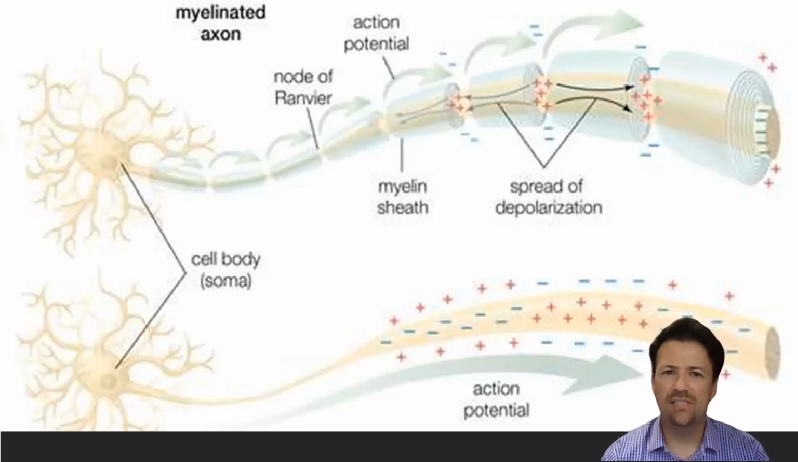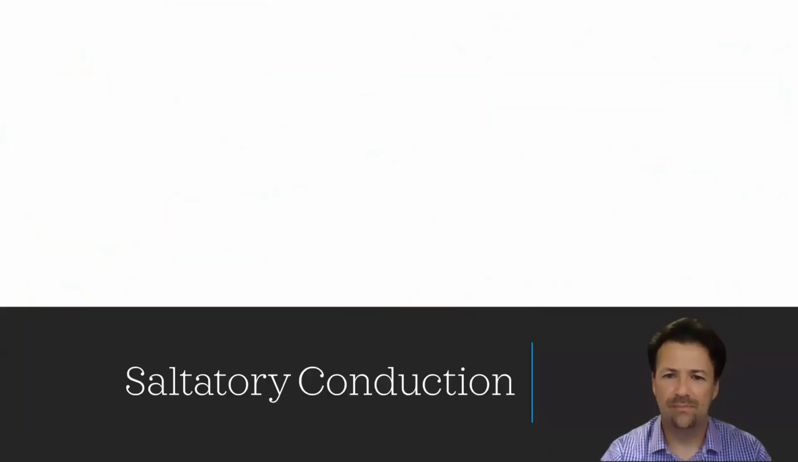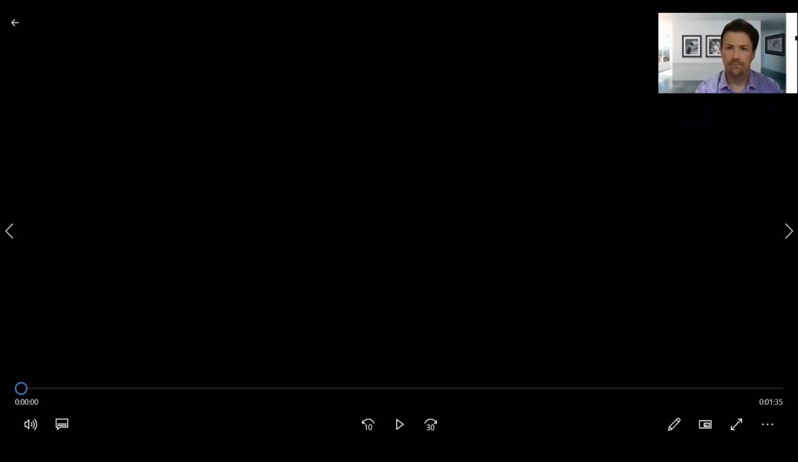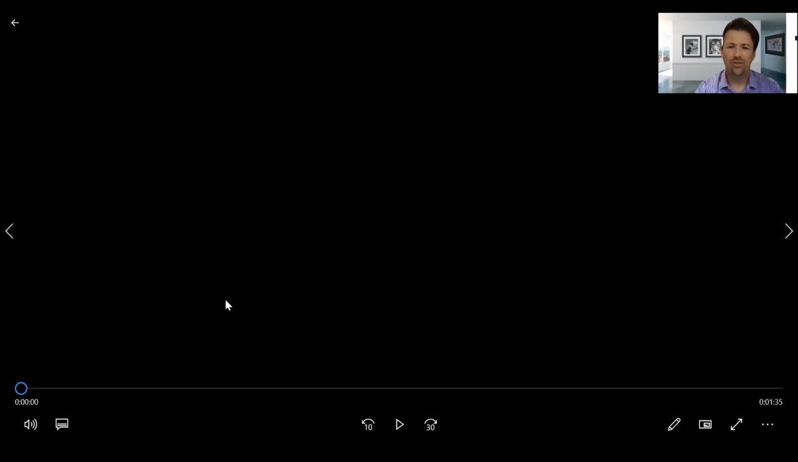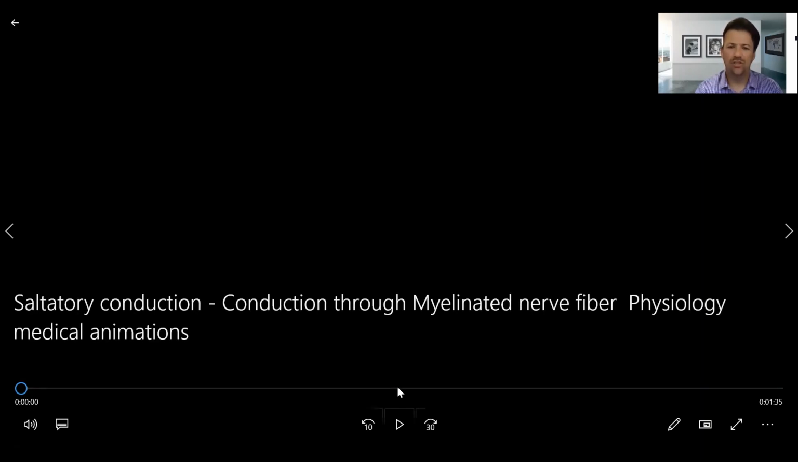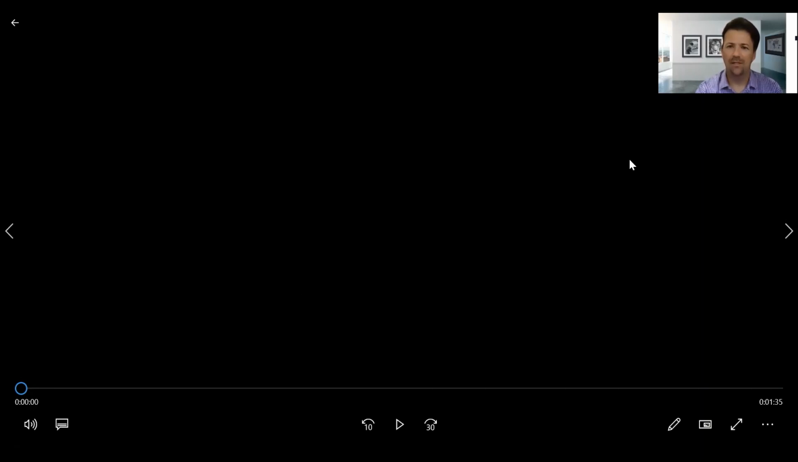Certain disease processes attack myelin and cause a degeneration of the myelin sheath. And what that leads to is slowing of conduction, and that can greatly affect the nervous system. One such disease is multiple sclerosis. Now, what we're going to do here is play a little video that shows you saltatory conduction in action. Hopefully you'll be able to appreciate saltatory conduction in a better way.